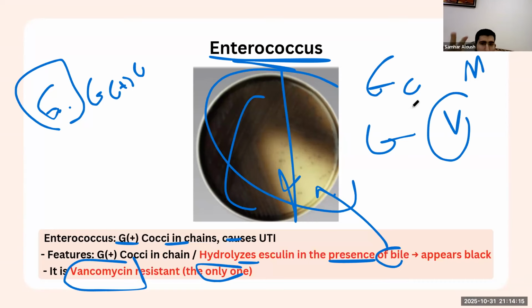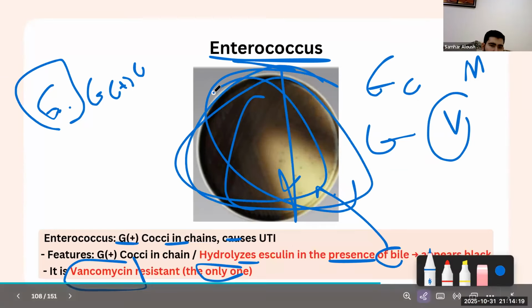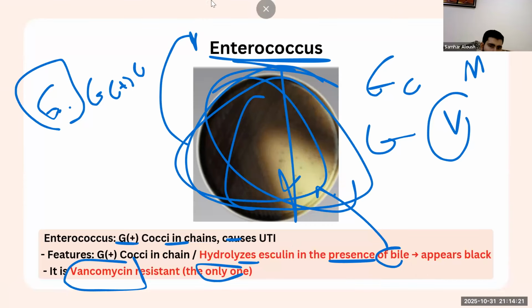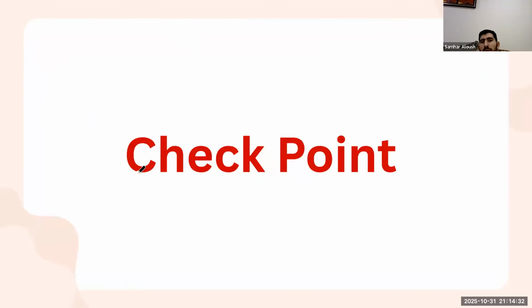So they will bring you a question and ask you which of the following is vancomycin resistant, and you need to choose this agar because that's enterococcus. I hope it's clear. Enterococcus, only two pieces of information. This is the agar of it. It appears black because it hydrolyzes esculin in bile, and it's vancomycin resistant. Is everything clear?